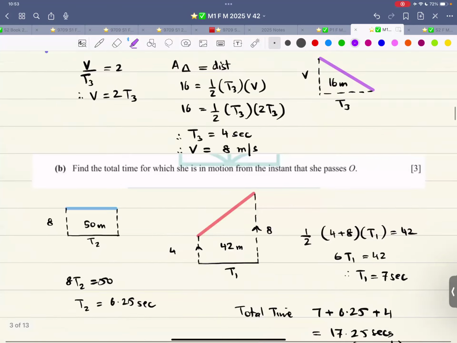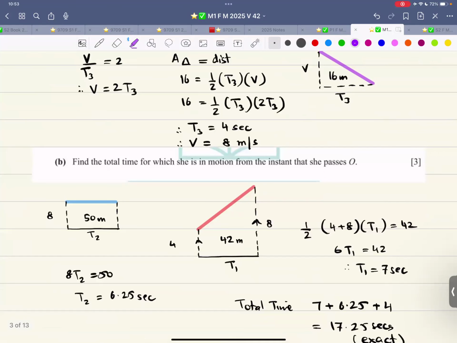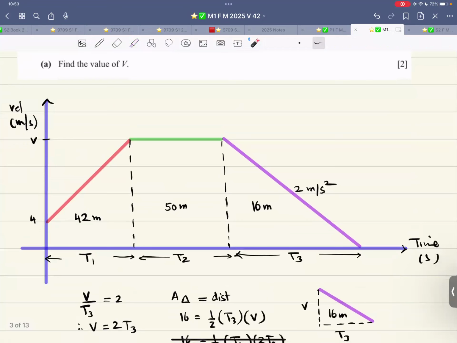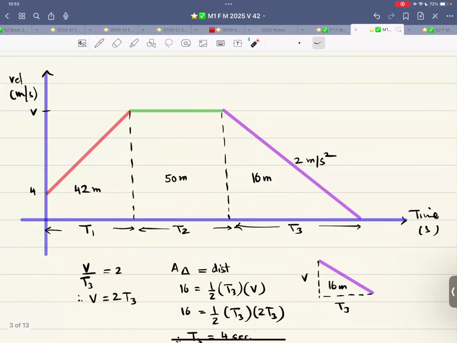Find the value of V, and find the total time for which she is in motion from the instant that she passes O. Now, I believe in drawing diagrams. I believe in drawing sketches. I love sketches, and that is how I convey the idea to my students. So this time interval is T1, this is T2, this is T3. Let's get started with the last triangle.